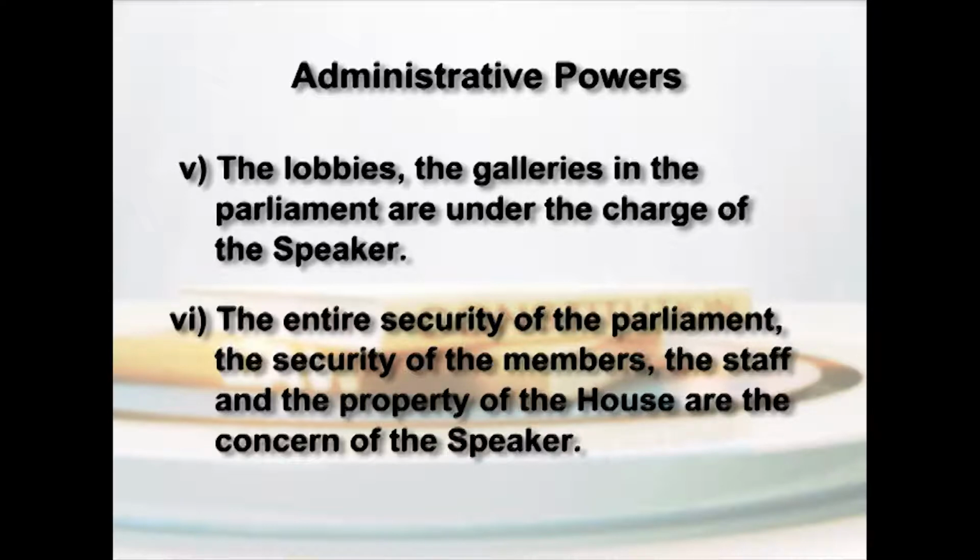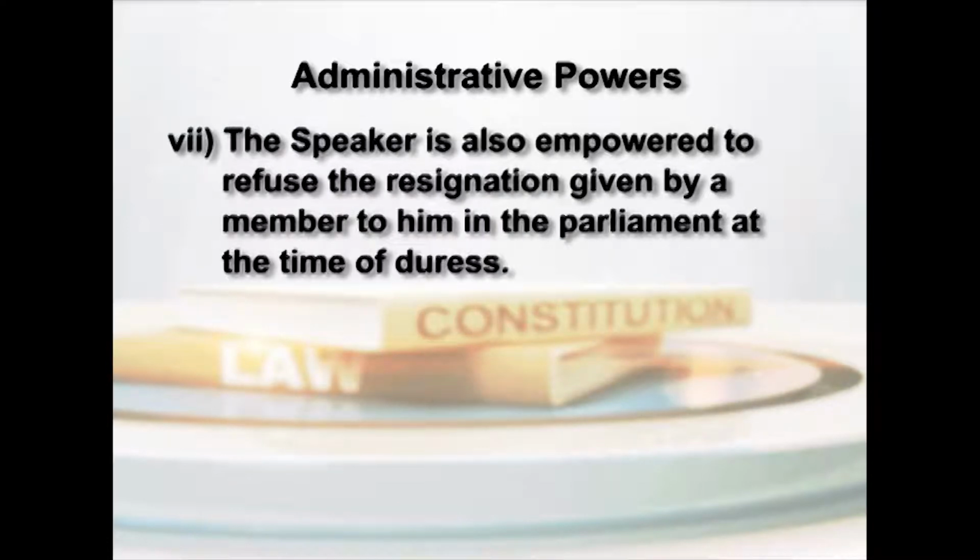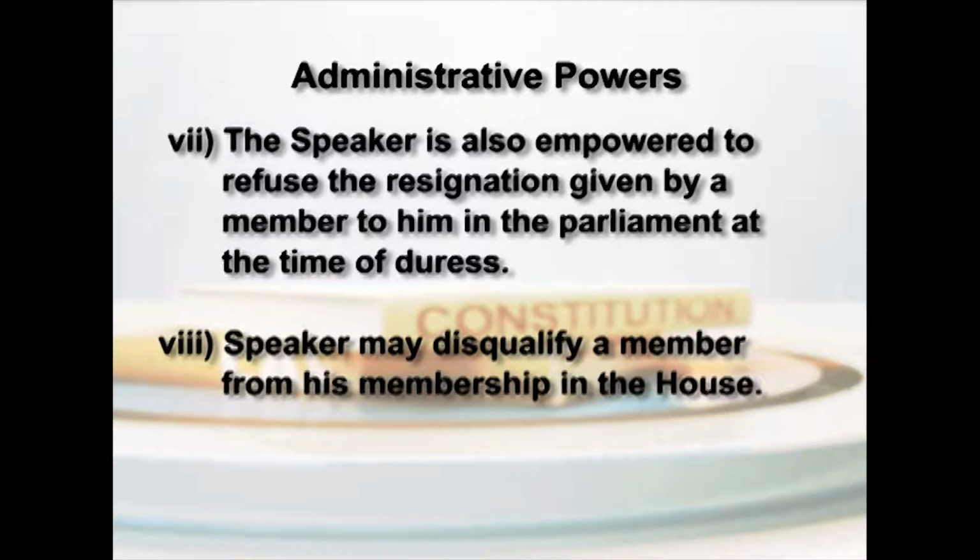Under the 33rd Constitutional Amendment Act of 1974, the Speaker is also empowered to refuse the resignation given by a member to him in the Parliament at a time of duress. Further, the Speaker may disqualify a member from his membership in the House provided he defected from the House as laid down by the provisions of the Constitution.